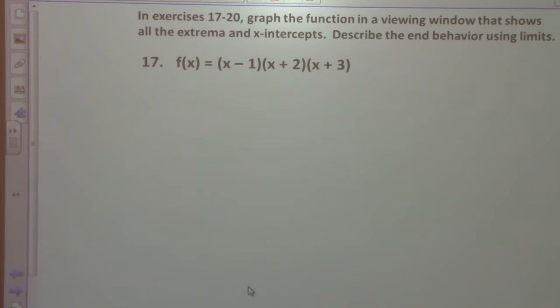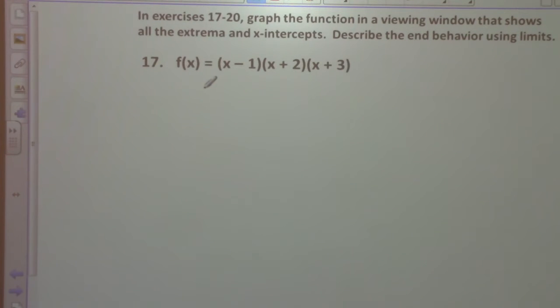We're going to go over this exercise set of 17 through 20 and 25 through 28, which is on the heels of what we talked about on Friday. And so, can you see some of the same vocabulary in this exercise set here? You should. We talked about roots and zeros, right? Well, x-intercepts, that's synonymous. So you're going to be able to graph this in a viewing window that shows all the extrema and x-intercepts.